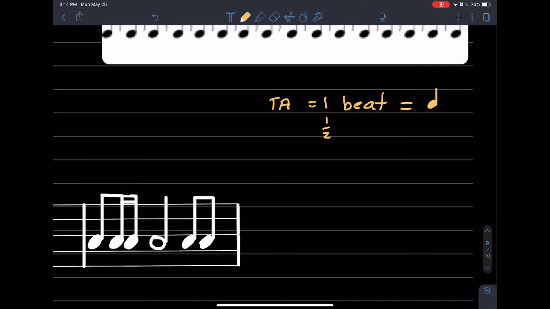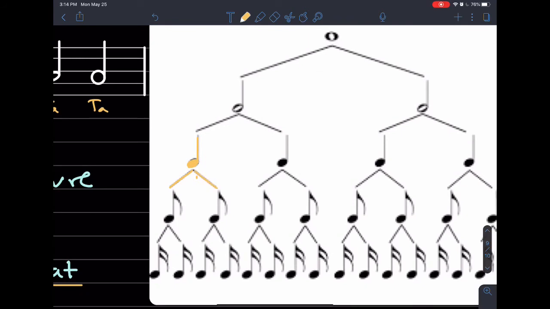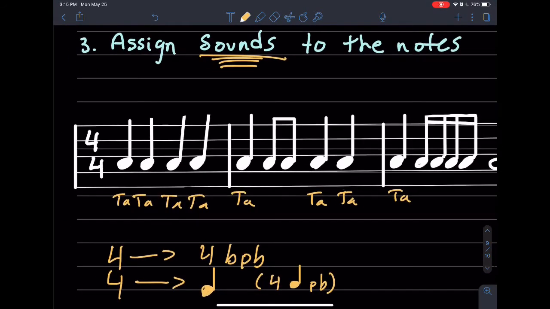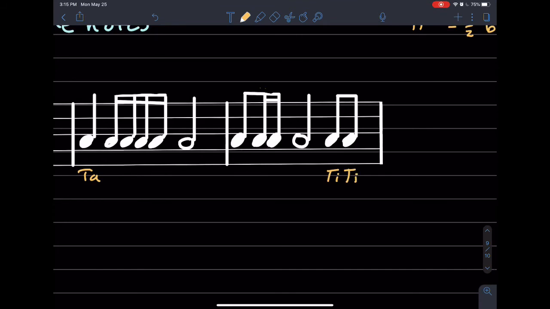What is worth half of a beat? Well, when we're working with quarter notes as our beat, each eighth note is worth half of a quarter note. So that means our eighth note is worth half of a beat, and we call it ti. Let's go through and write ti's underneath all of the eighth notes. I'm going to save this rhythm for last.